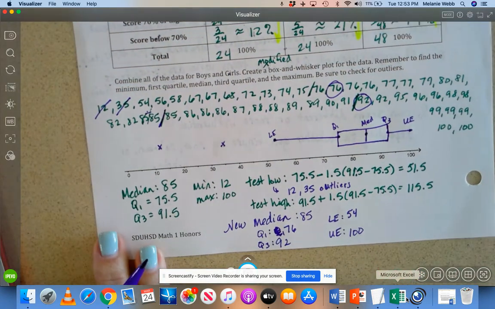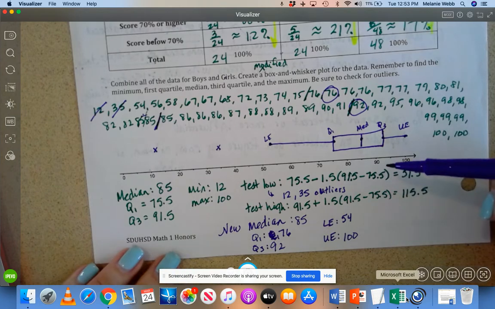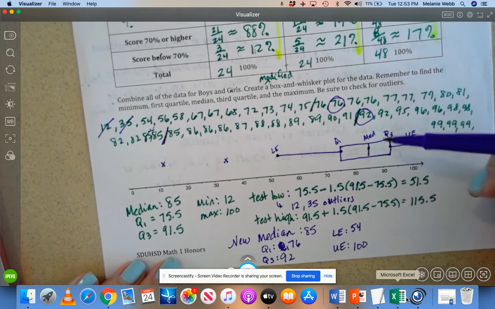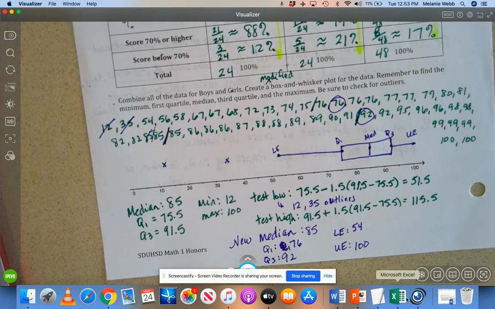I know that this part down here was a review of 8.1, but it's good to practice, especially for a modified box and whisker plot. A lot of students forget that when you find the outliers, you have to refigure your information.